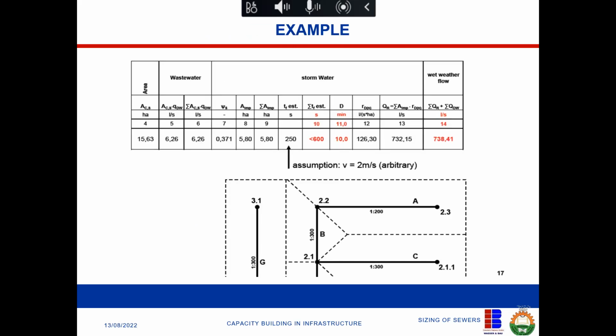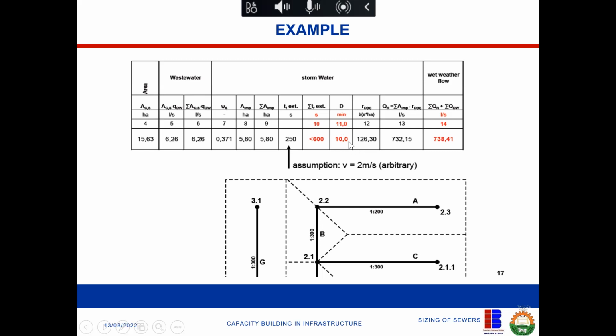Estimated time of flow is the time when the water enters from the beginning of the catchment to the end of the catchment. So we are now saying that if that time duration is less than 10 minutes, use the value for 10 minutes. And that's why when you go to your IDF curve, you read off 10 minutes. You don't read off 250 seconds. You won't see 250 seconds there.